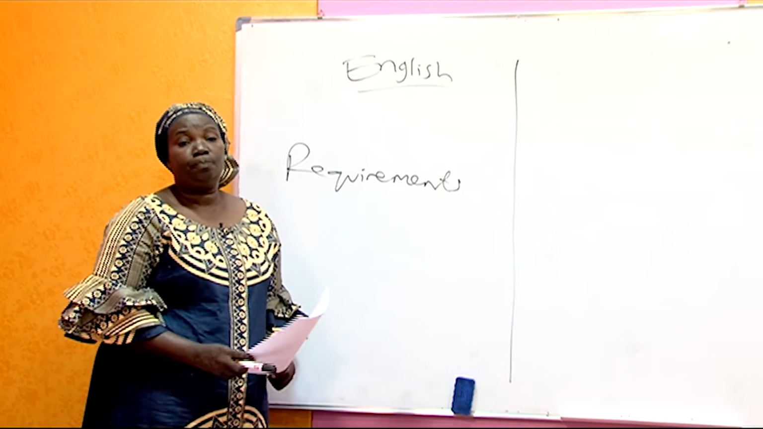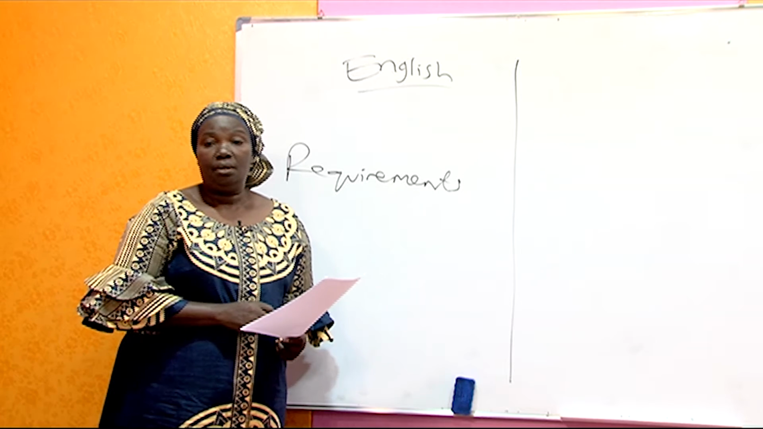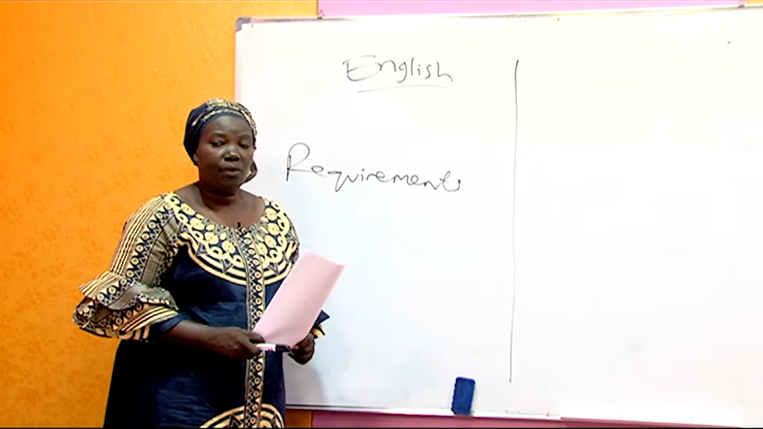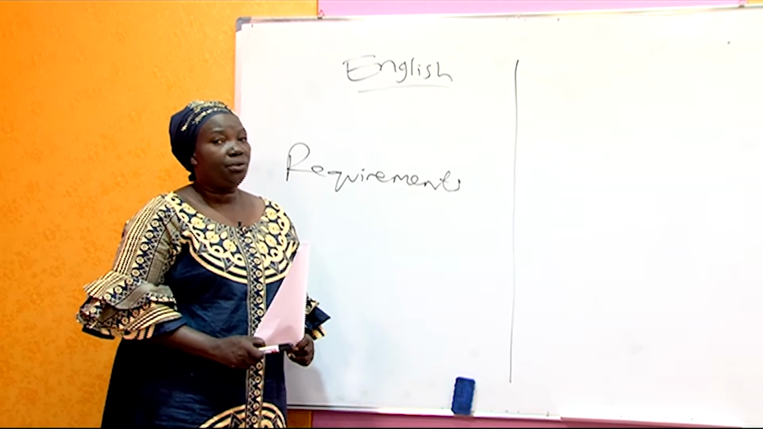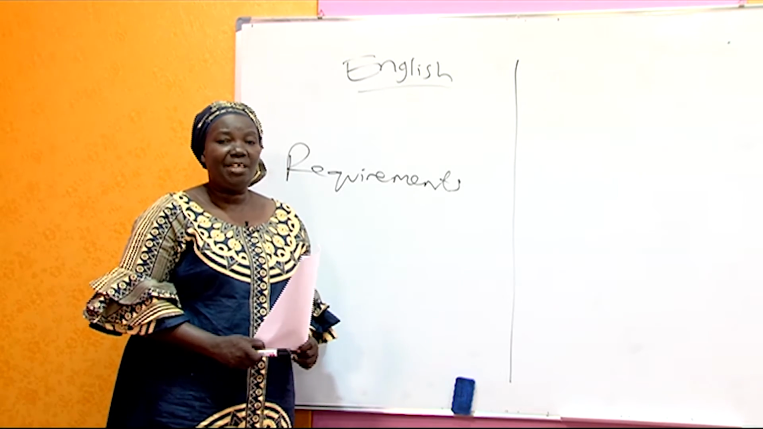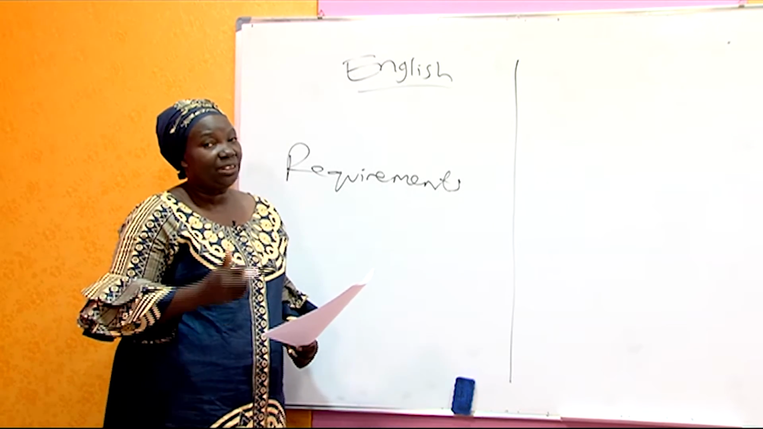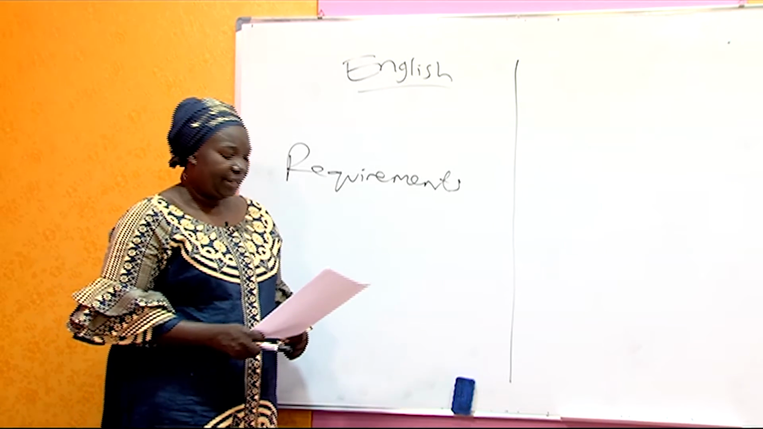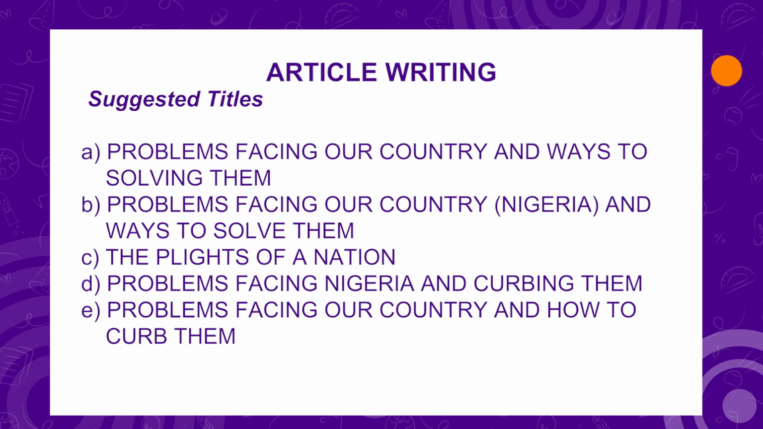That takes us back to question 3. What are the requirements of question 3? We have your titles. You need to write your title, and like I said, if you are writing your titles, either it's all written in capital letters and you don't underline, or it is written in small letters but with the keywords in capital letters. I suggest that you write all in capital letters. Now the requirements. Suggested title 1: Problems facing our country and ways of solving them.